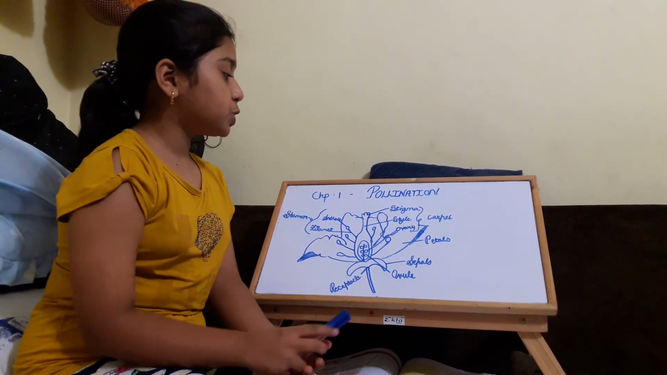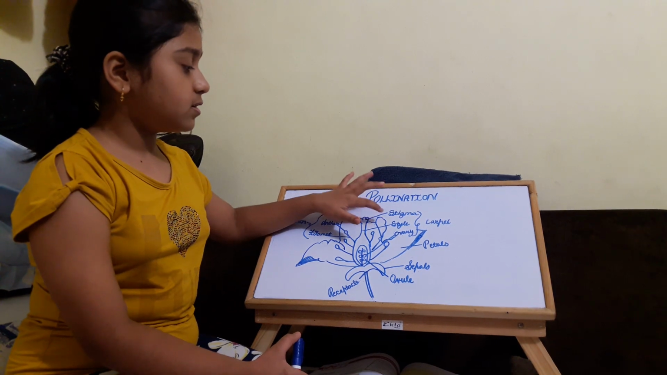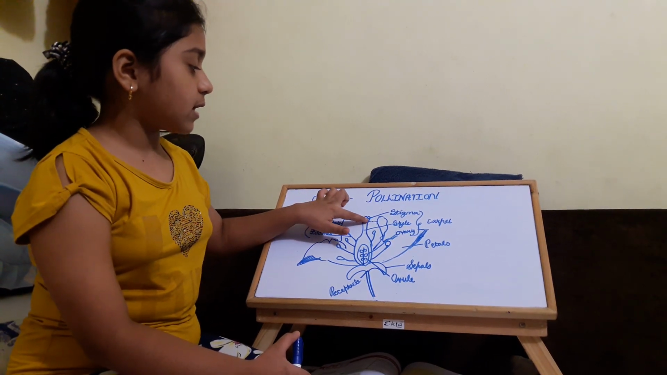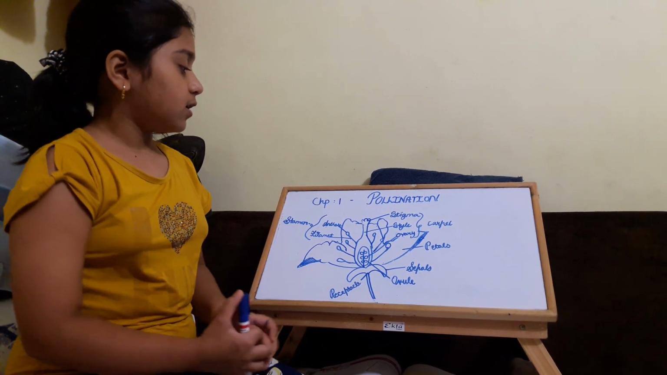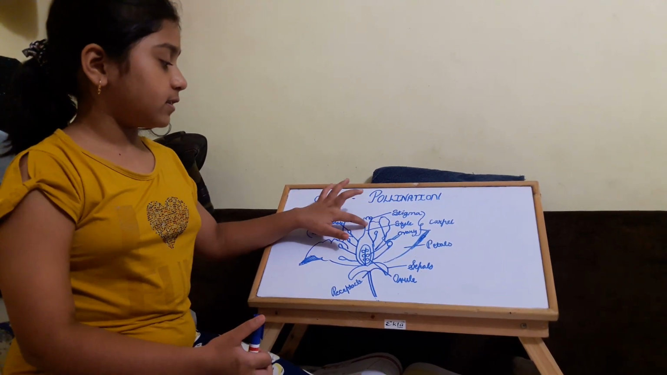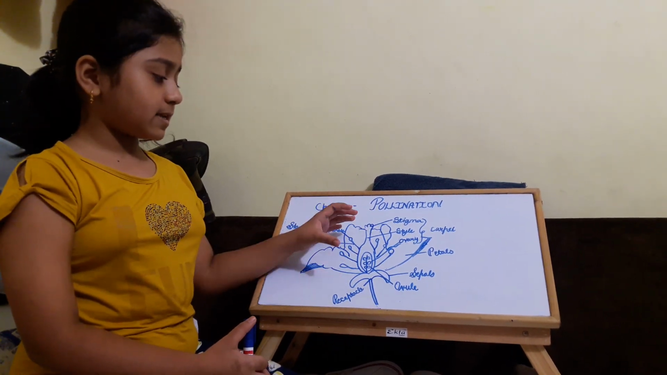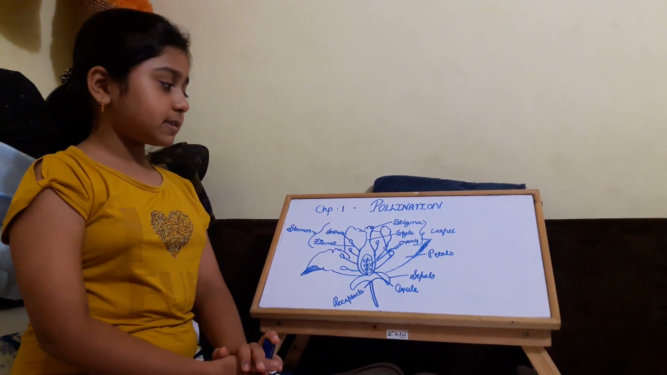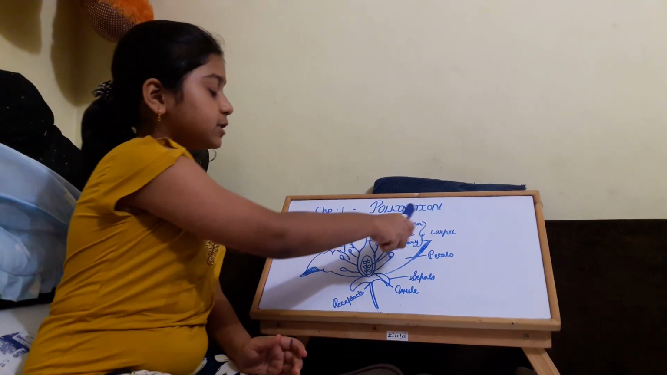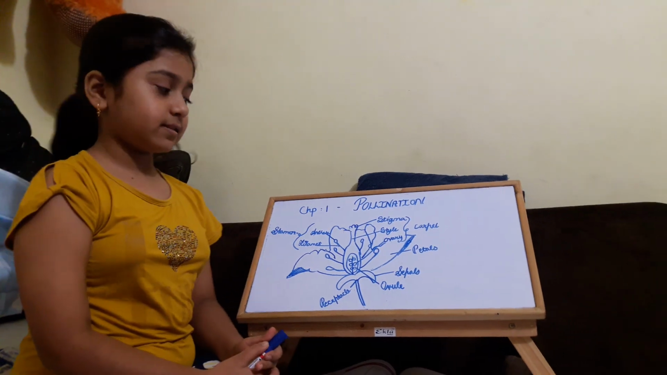Then let's go on to the female reproductive parts, which are stigma, style and ovule. This upper side of the gynoecium is known as stigma. Then this lower part is known as style, and the swelling part at the bottom is known as ovules. And when all these are combined together, it is known as carpel, or you can say pistil.